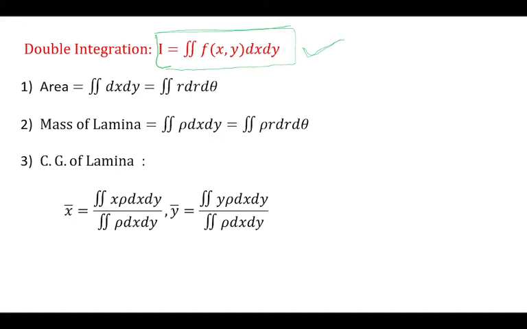That number does not have any meaning unless the integrand, which in this case is f of x y, has some meaning. If f of x y has some meaning, then that integral also represents something. So you'll observe the first application. The first application is area. If our function f of x y is just 1, we're left with the double integral dx dy, and that double integral represents the area of that region. So we can evaluate area with a double integral dx dy.